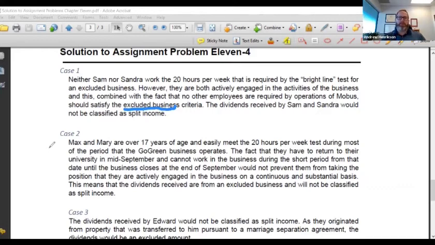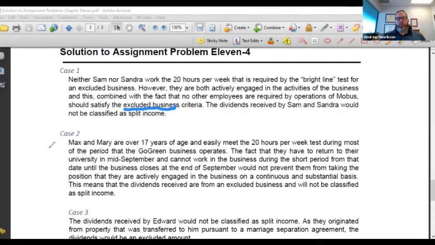So here's your landscaping example, right? So you don't need to be there in the winter. We're not doing landscaping in the winter, but they're actually working full-time. So I'm going to assume full-time means 40 hours a week. It says during 2020, each twin receives $10,000 in dividends from GoGreen. So 10,000 in dividends each, so 20 total. So they had 5% each.